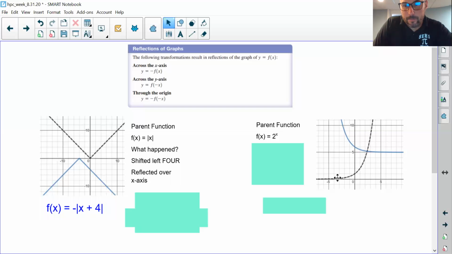What happened here? Well, this is a dashed line. This is the exponential function. And it definitely went up. So my original y-intercept was 0, 1, and now it's 0, 6. So it looks like it went up 5.